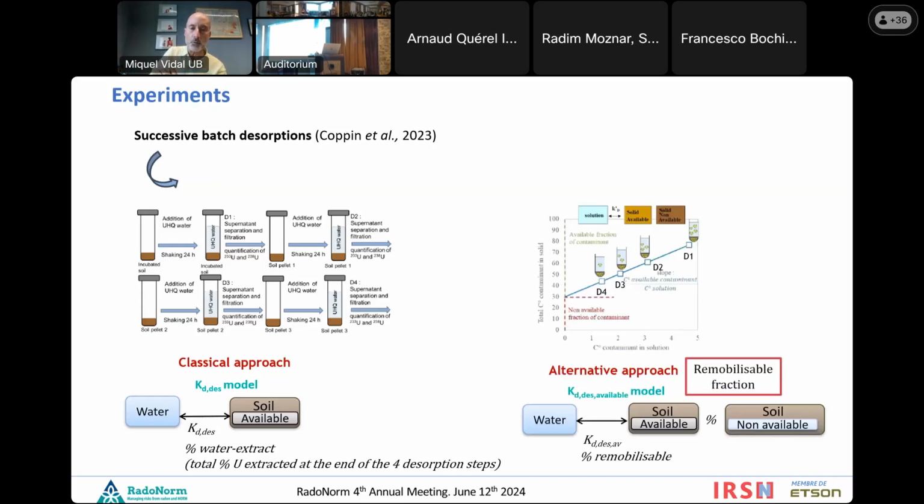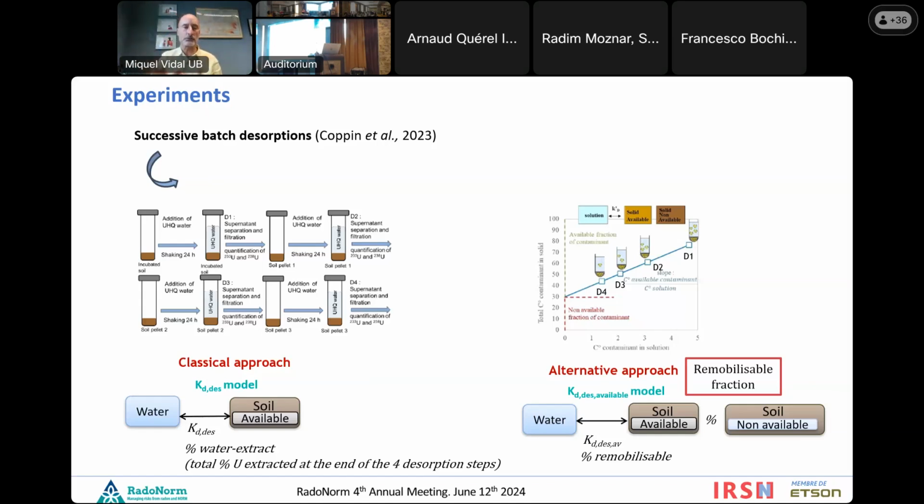But besides, we linearize every single step of this successive extraction, as shown in the figure. Then, by representing the total amount of the radionuclide in the solid versus the solution for every single case, they may derive from the intercept the non-available fraction of radionuclide, which is in the solid phase. And from the slope, they may derive what they called the available desorption KD.